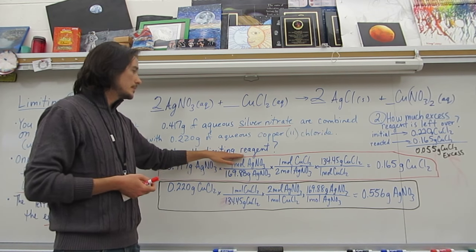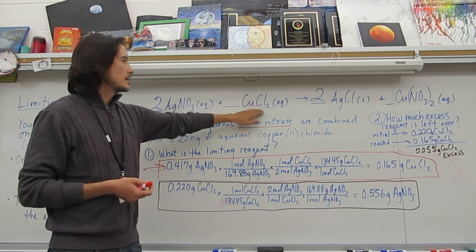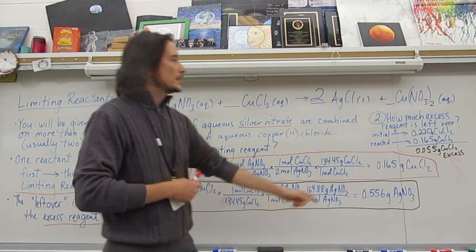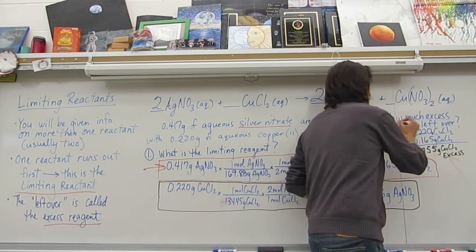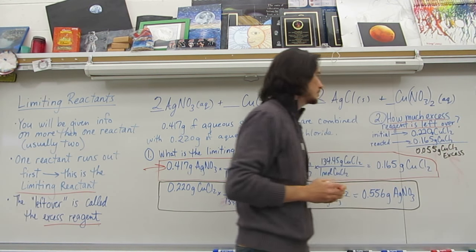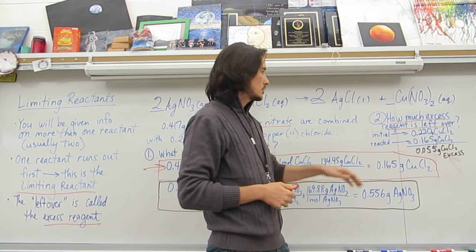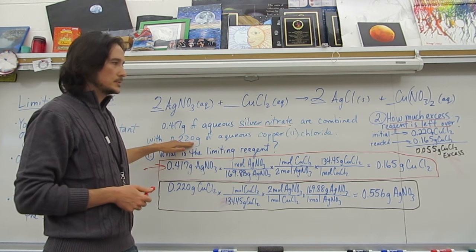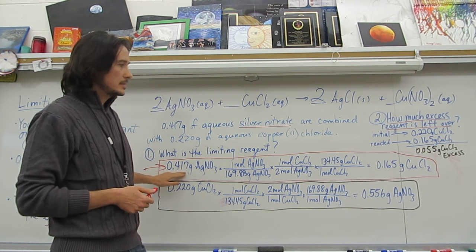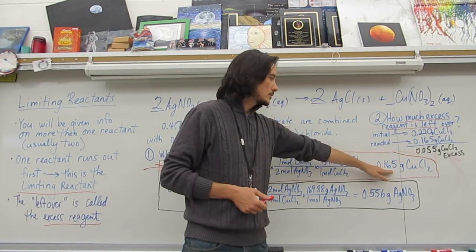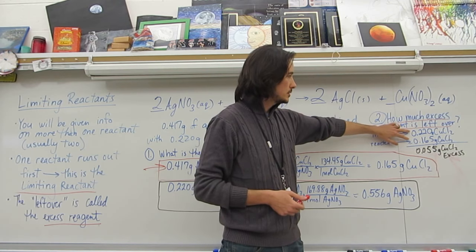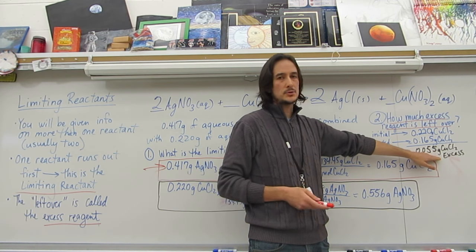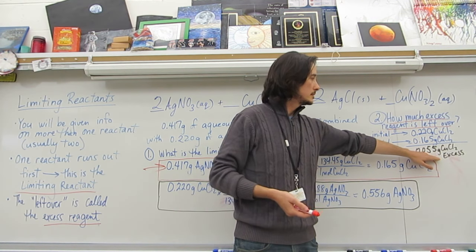Make sure when you're answering limiting reagent questions, you always pick something on the reactant side. Sometimes people pick a product. Then question number 2. How much excess reagent is left over? So we started with 0.220 grams of copper 2 chloride. That was in the problem. We calculated that the silver nitrate would react with 0.165 grams. So we just subtract. So there's going to be 0.055 grams of copper 2 chloride that do not react. That's left over.